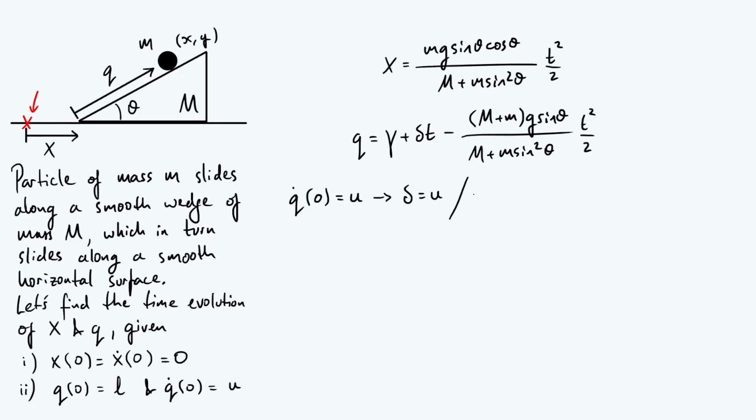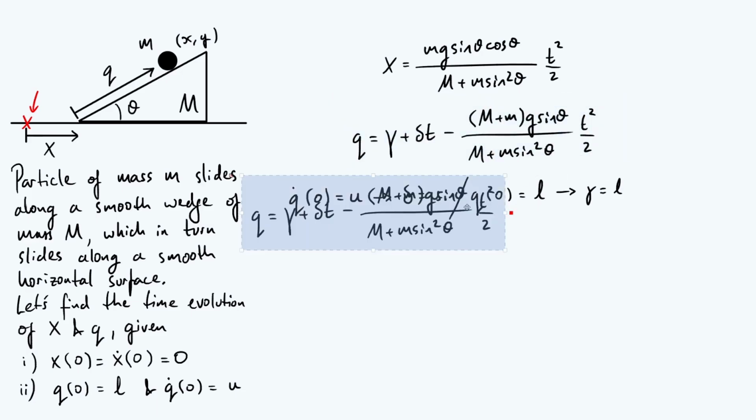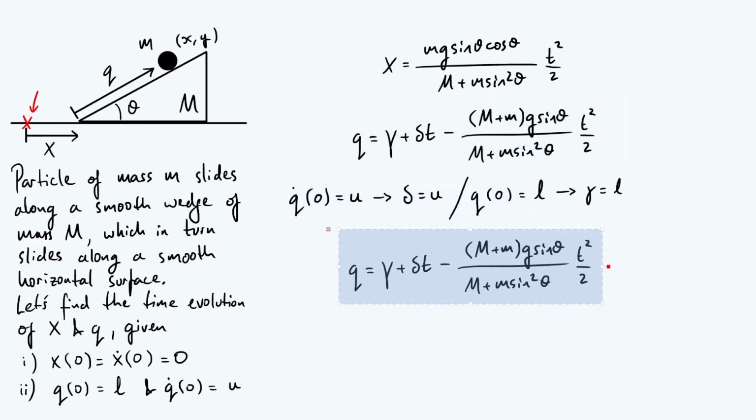What about your other initial condition? Well, that was just that q of 0 is some arbitrary positive value, L. So when you substitute t equals 0, this term and this term both disappear. And so the implication is that gamma has to be L. So gamma is equal to L. And so to write my specific solution for q, all I have to do is copy this out and replace gamma with L and replace delta with u, like that.